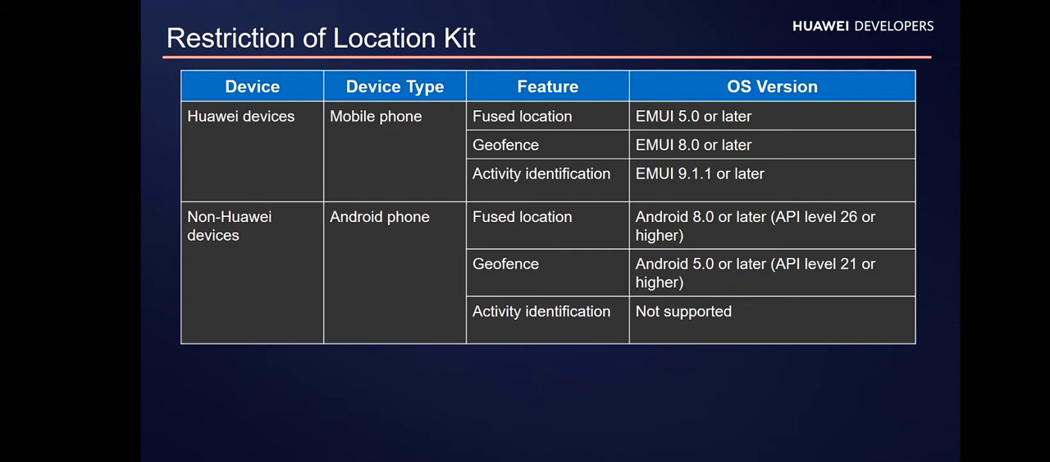Activity identification is supported in EMUI 9.1.1 or later versions. For non-Huawei devices, fused location is supported in Android 8.0 or later versions. Geofence is supported in Android 5.0 or later versions. Activity identification is not supported for non-Huawei devices.